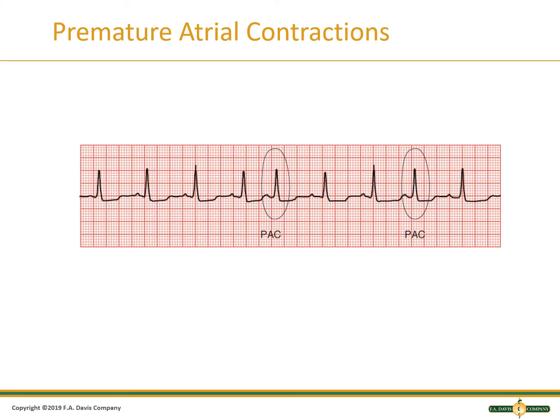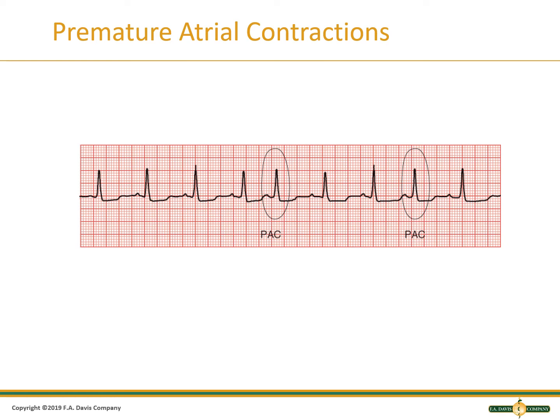The word premature should give you the clue that this arrhythmia refers to early. Premature atrial contractions are caused when the atria fire an impulse before the SA node fires. This results in an early or premature beat.